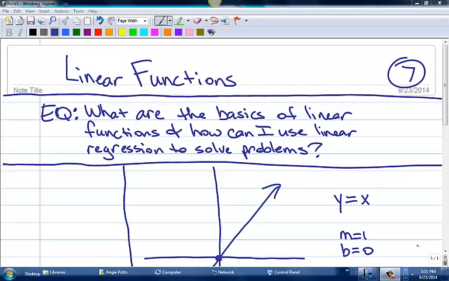Hey guys, so our next unit is just to revisit back to Algebra 1. We're going to revisit linear functions. Make sure you get that EQ written down on your paper. Just going to talk about the basics of linear functions and using linear regression. That's using stat edit on your calculator, if you recall that from Algebra 1.